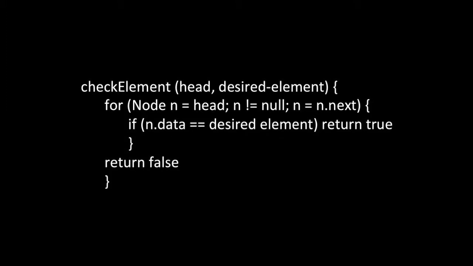And here's a pseudocode implementation of iterative search for linked lists. For node n equals head, in other words, our iterative loop starts pointing to the head of the list. Our condition is that n isn't null. And every time we go through the body of the loop, for the next iteration, n will be equal to n.next. And the body is quite simple. It's if n.data equals the desired element, return true. And if we've gone through the entire loop, then we haven't found the element, so we'll return false.